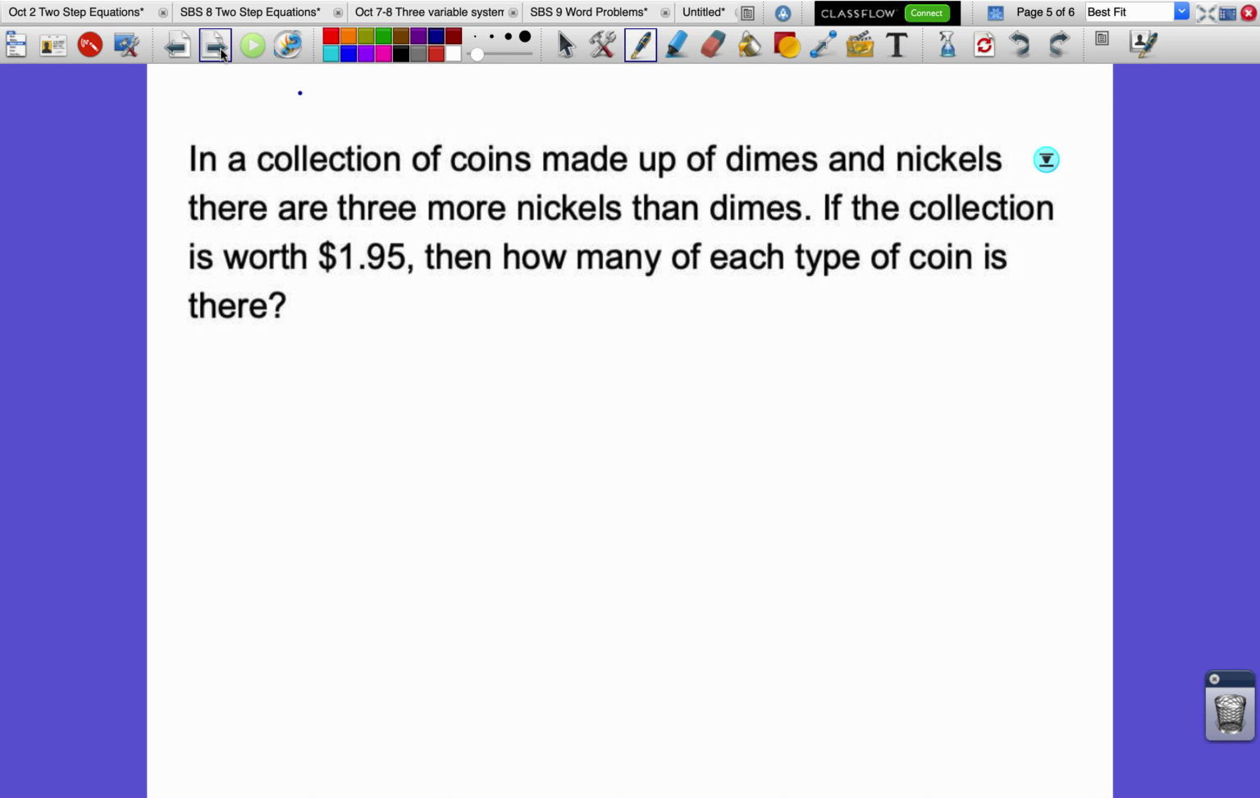In a collection of coins made up of dimes and nickels, there are 3 more nickels than dimes. If the collection is worth $1.95, then how many of each type of coin is there?